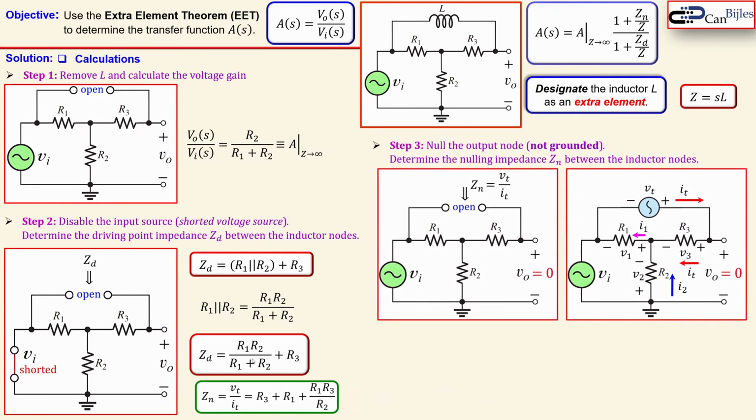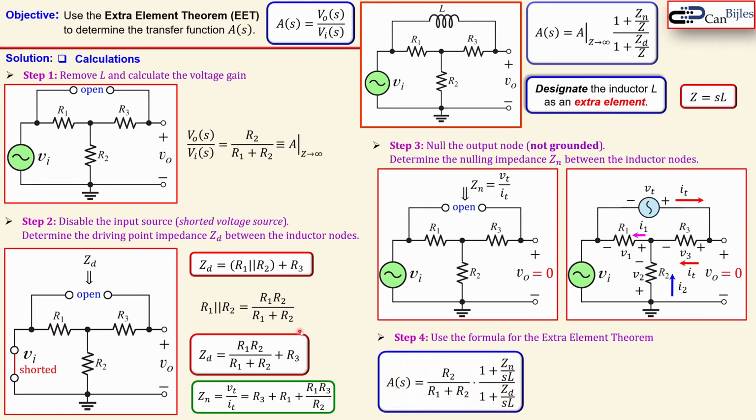Alright, now take this here, we have our two important parameters for our formula, and now we will go for step 4, which is then use the formula for the extra element theorem, which is actually substitute this one. We need the step 1, step 2 and step 3 answers, and that's actually what we see here. So we have here R1 and R2 here, which is the ratio, and we have here 1 plus the Zn over SL, because that was the Z, and over 1 plus Zd over SL. Now what is Zn and Zd?